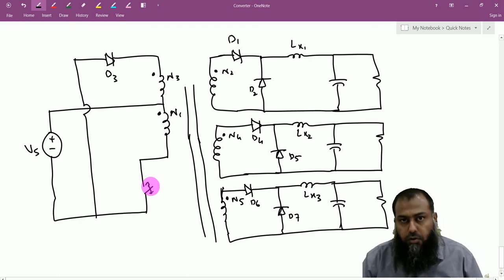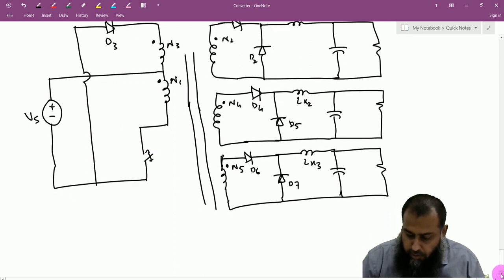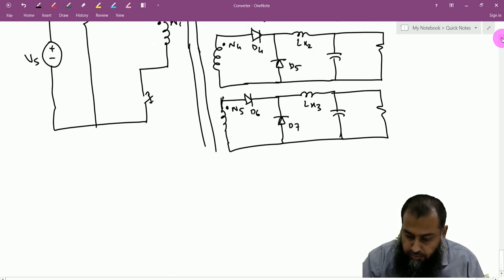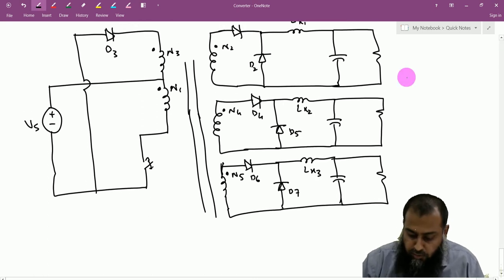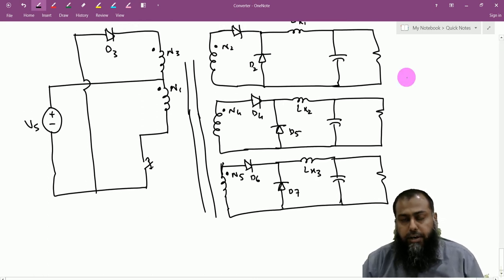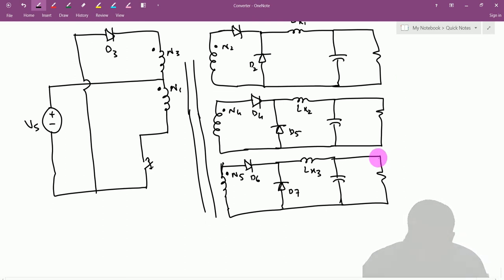Now, if we want to control the voltage here, we can only regulate the voltage for one of the outputs. So we first need to identify which output is actually the master output. Rest all will be treated as a slave output. So for instance, let us say that this output voltage is the master output voltage.